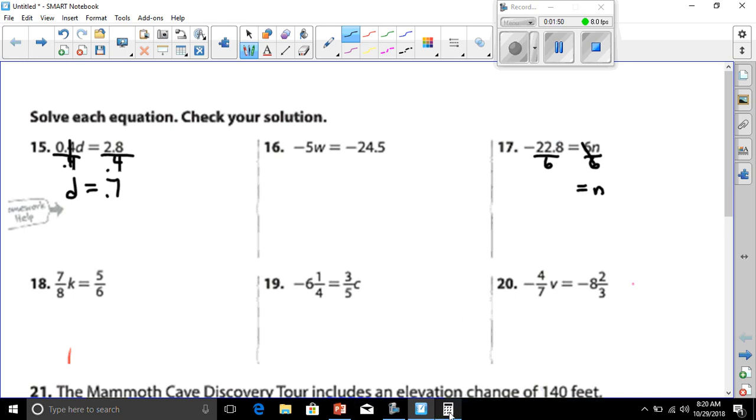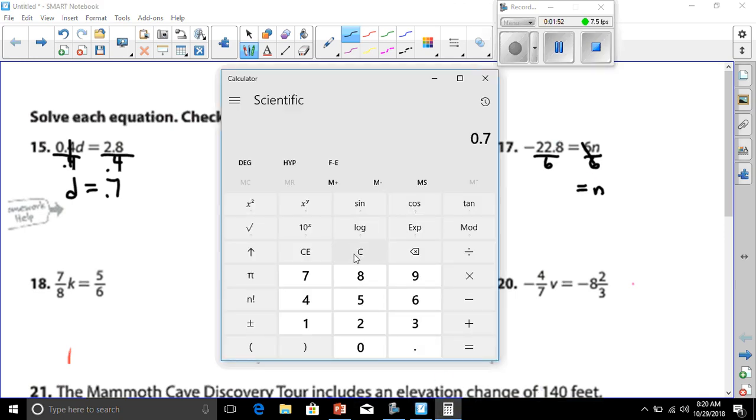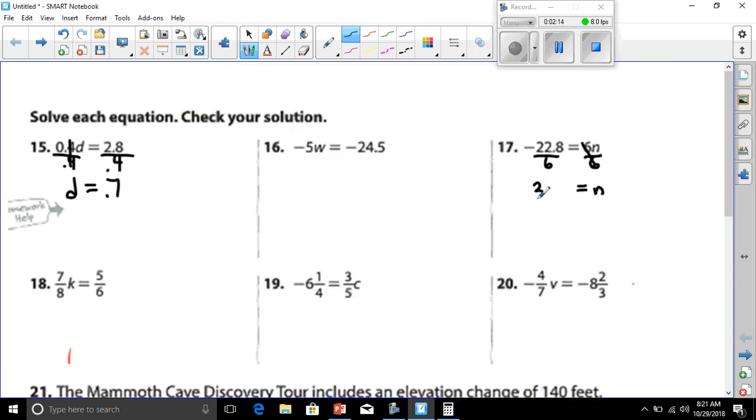Number, let's see, 2, clear this out. 2 point, oh, sorry, messed that up. 2.8. Let's see, 2.8 divided by 6 will equal 3.8. And now I also have to remember that a negative divided by a positive leaves me a negative.